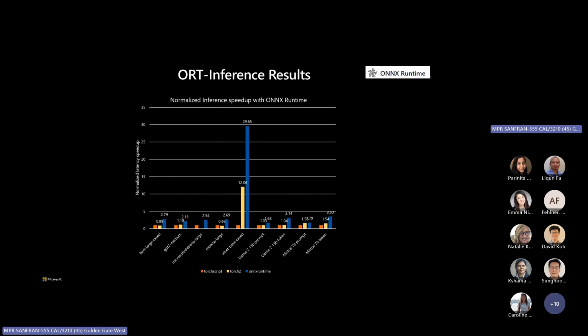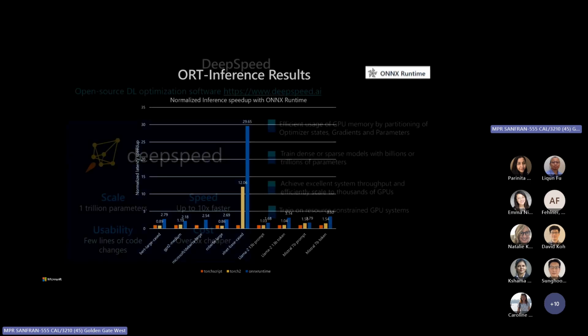For ORT inference as well, we have seen a lot of performance improvement. For the first 5-6 models, we are comparing TorchScript, Torch 2, and ONNX Runtime, and in most of the cases we are seeing more than 2x improvement compared to TorchScript and Torch 2. The last 4 scenarios compare Torch eager mode, on the language models we have, Llama 2 and the Mistral model. Here we are comparing Torch 2 eager mode, then Torch compile, and ONNX Runtime. For these scenarios as well, we can see a lot of improvement compared to both PyTorch eager mode as well as Torch compile.